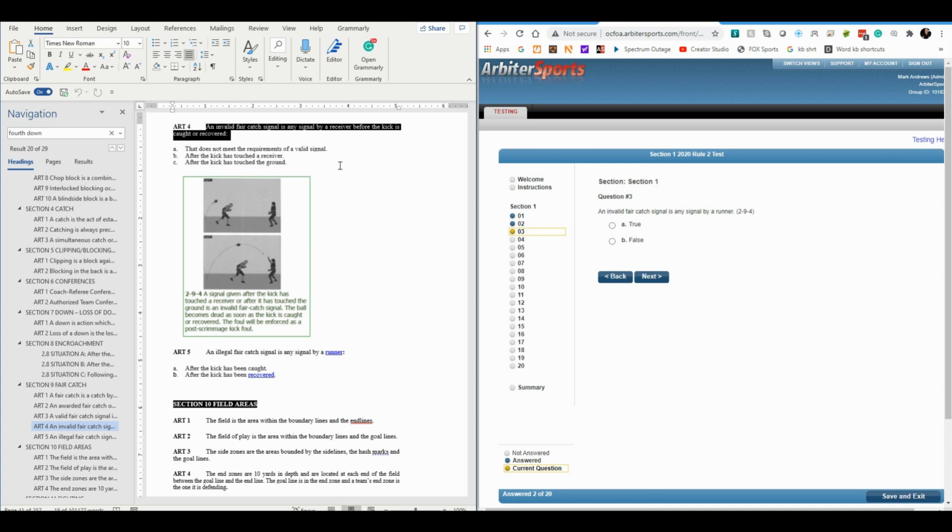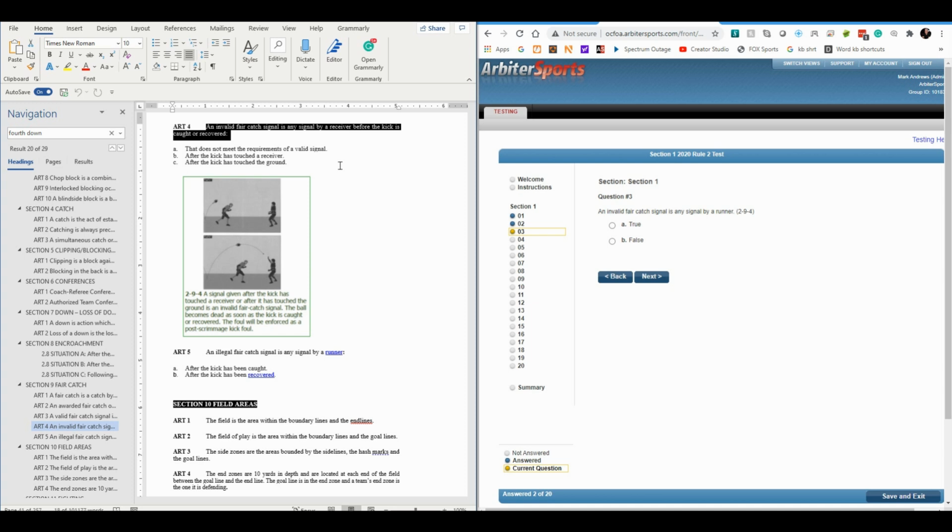Now, what we're seeing in pros and college now is that the receivers will put both their hands together and point at the ground. That's legal. That's fine. There's no waving going on there. The other times that it's invalid is after the kick has touched the ground, he can't signal for fair catch, and also when the kick has been touched by the receiver.